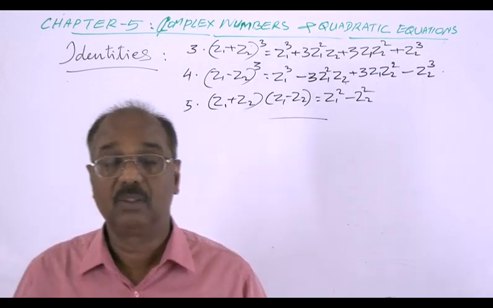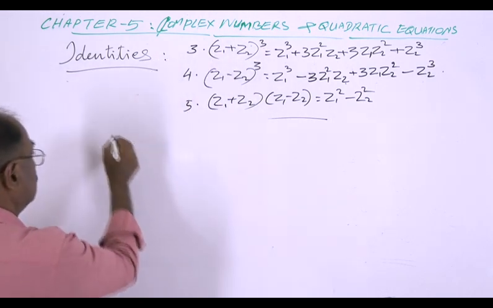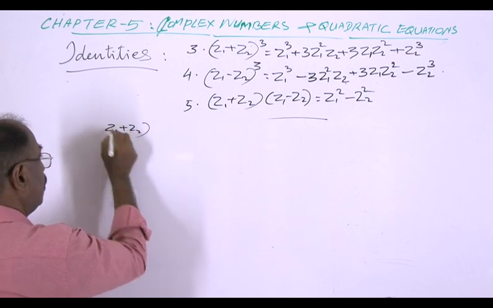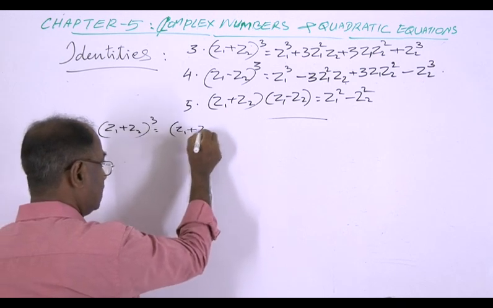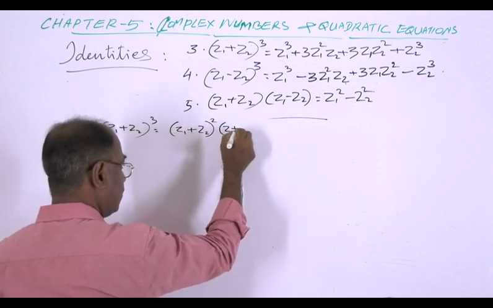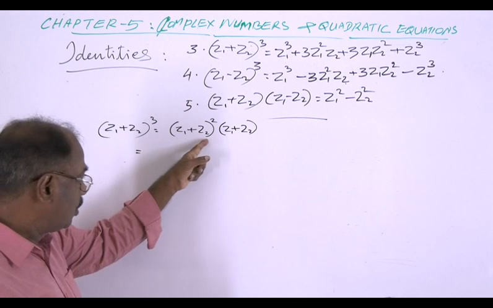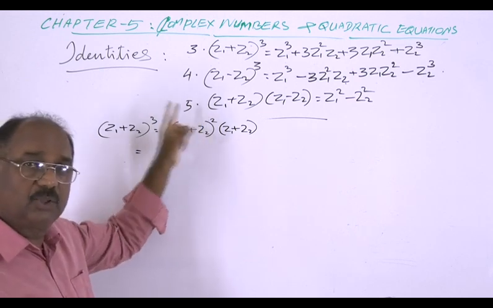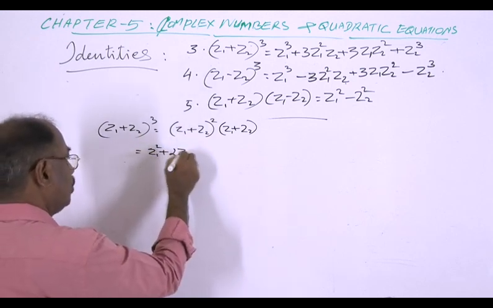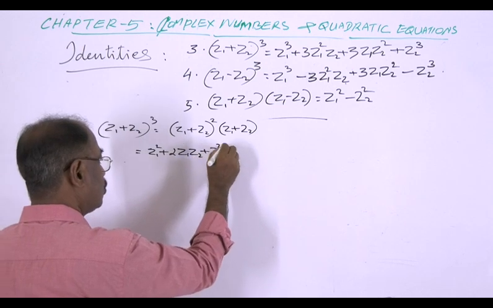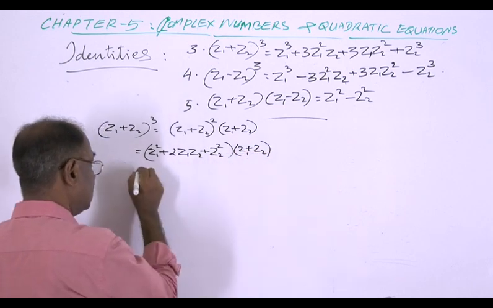So we can prove these one by one. So the first, (Z1 + Z2) whole cube. This can be written as (Z1 + Z2) whole squared into (Z1 + Z2). And this (Z1 + Z2) whole square can be expanded using the first identity. So this is (Z1 squared + 2 Z1 Z2 + Z2 squared) into (Z1 + Z2).